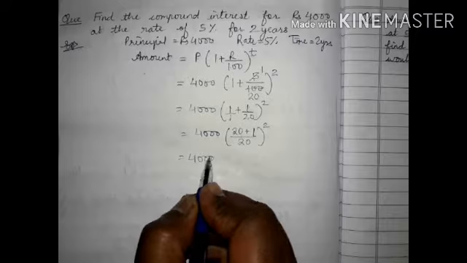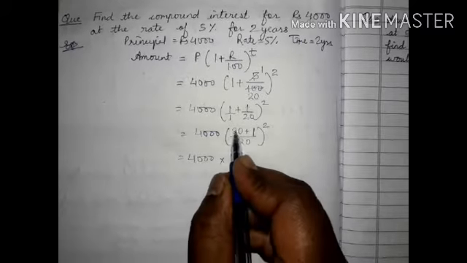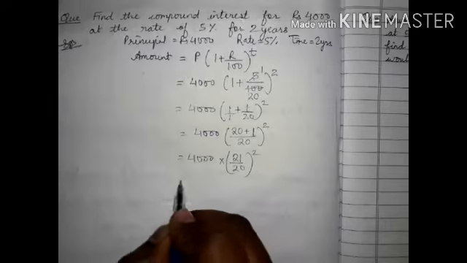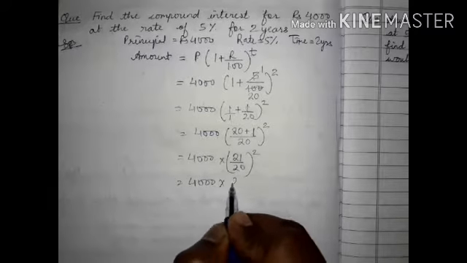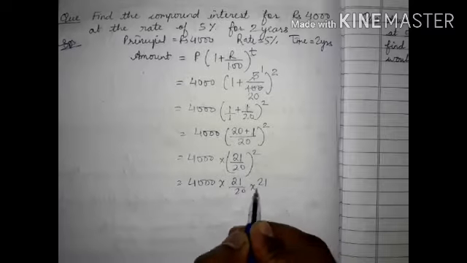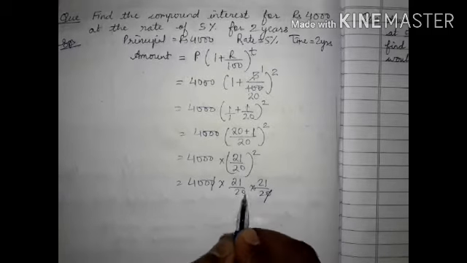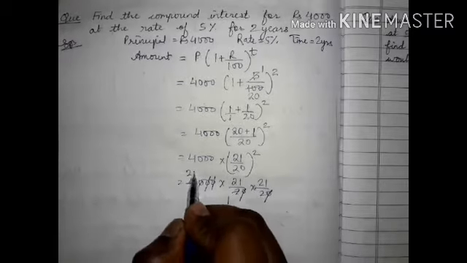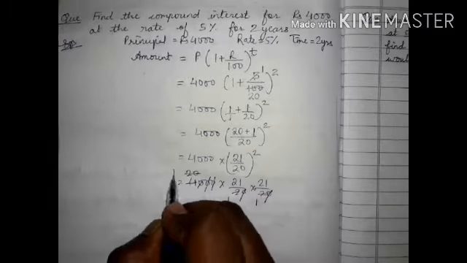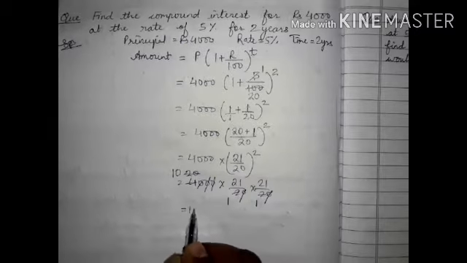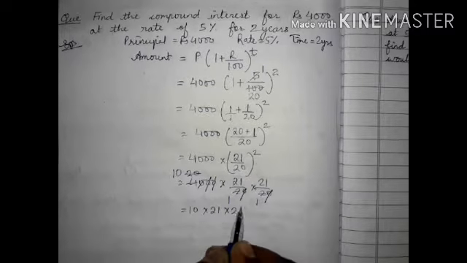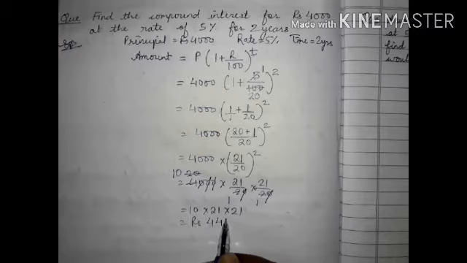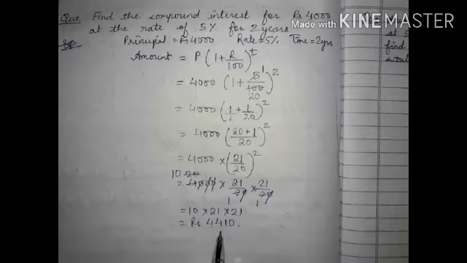So 4,000 multiply by 21 upon 20 power 2 means 4,000 multiply by 21 upon 20 multiply by 21 upon 20. Zeros cancel. 2 ones are 2, 2 twos are 4, 2 zeros are 0. 2 ones are 2, 2 ones are 2, 2 zeros are 0. So 10 multiply by 21 multiply by 21. So the answer will come 4,410. This is the amount.